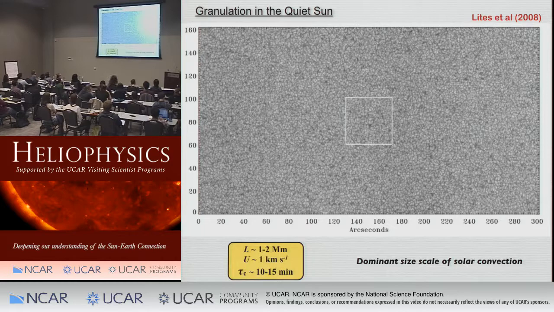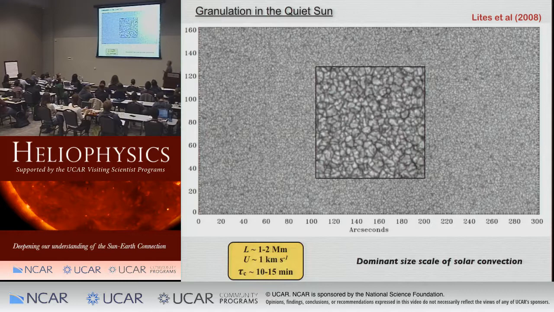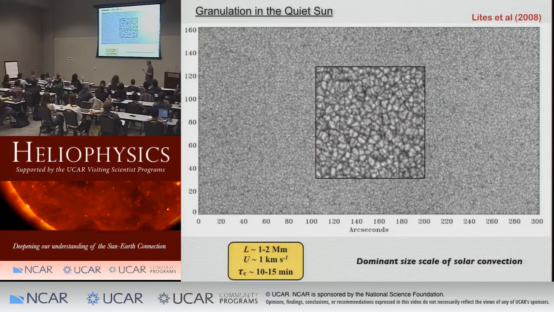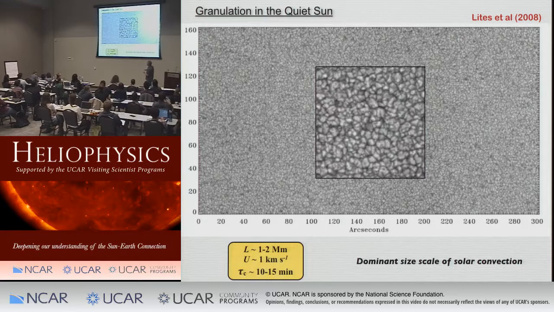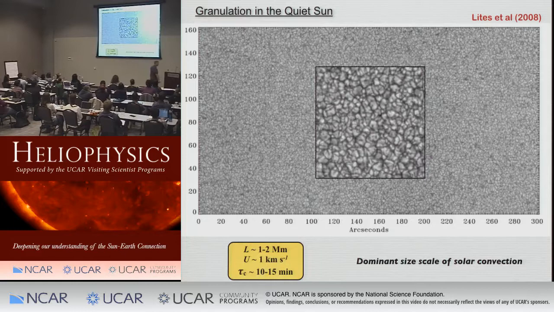So the dominant size of solar convection in the photosphere is this granulation. Here's a movie of it. The size scale is about 1 to 2 megameters. Velocity scale is about 1 or 2 kilometers per second. And as I said, the time scale is about 10 or 15 minutes. So you usually think about the sun as being on time scales much longer than human time scales, but there are some processes on the sun that occur over the course of minutes.